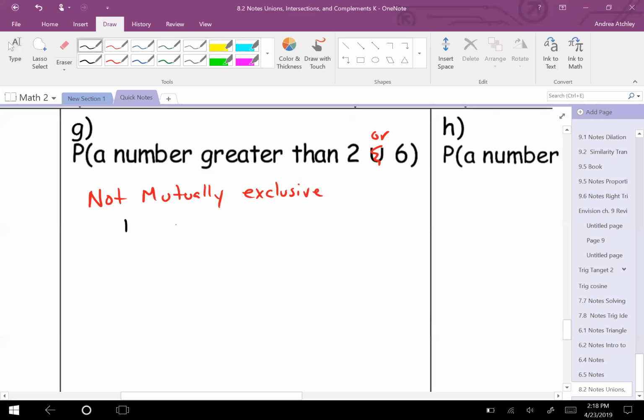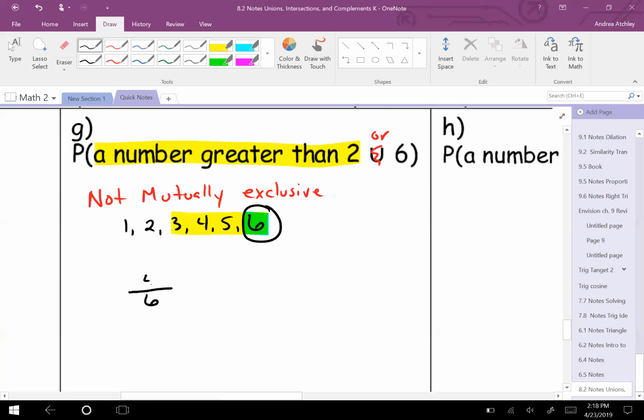So again, to prove that, I'm going to draw my number line. Okay, a number greater than 2. So 3, 4, 5, and 6 are greater than 2. Or a 6. Since 6 falls into both those categories, that's how I know it's not mutually exclusive. Okay, so what is the probability of me rolling a number greater than 2 or a 6?